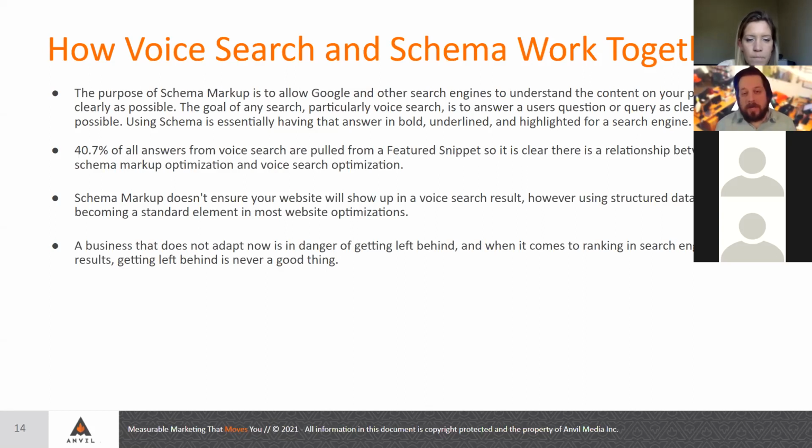So the goal of any search, particularly voice search, is to answer the question a user has as clearly as possible. So using that schema is essentially having that answer for the voice assistant underlined, bold, and highlighted for them to see. As we mentioned earlier, 40.7% of all answers from voice search are bold. It's clear there's a relationship there between having a site that's well optimized with schema markup and being optimized for voice search.